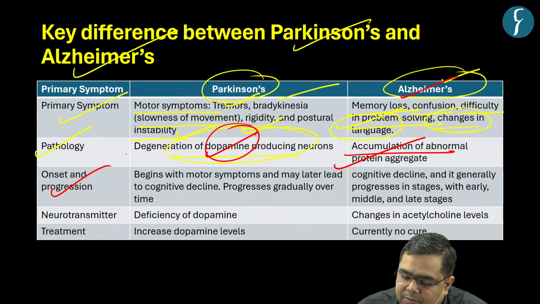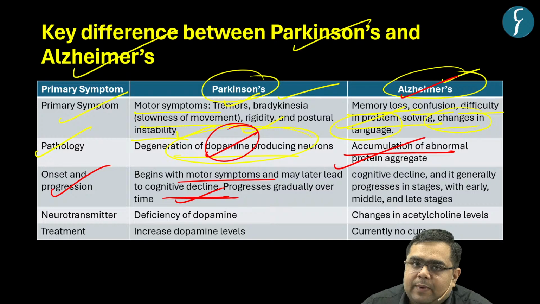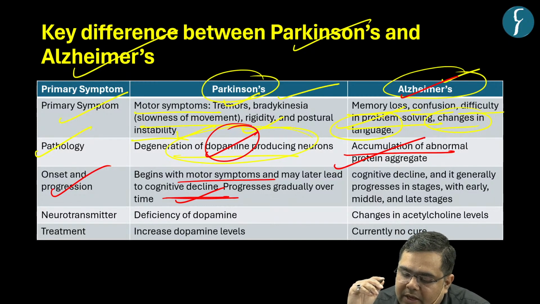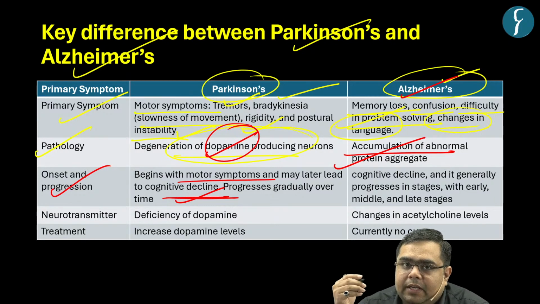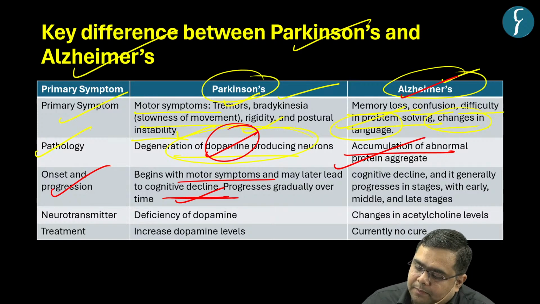Then onset and progression. What is the difference with respect to onset and progression? Parkinson's begins with motor symptoms and may later lead to cognitive decline. See, as I had already made clear, both these diseases ultimately lead to cognitive decline, right? Motor symptoms can be tremors in the hand, right? There could be slowness of movement or rigidity in movement, and ultimately this also leads to cognitive decline.